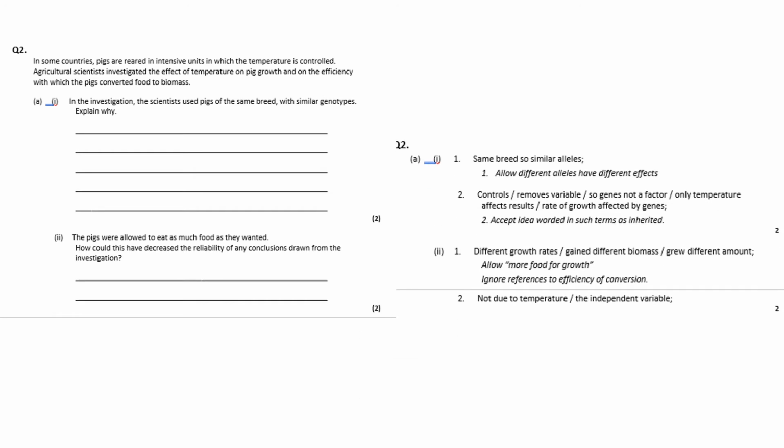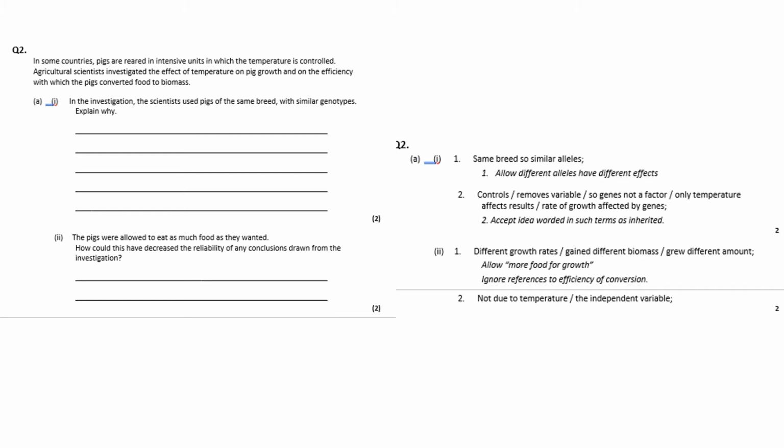If we look at the mark scheme, obviously we would assume that the same breed of pigs would have similar alleles. It's not enough to say similar genes, it has to be similar alleles. Because these breeds are technically all the same species.